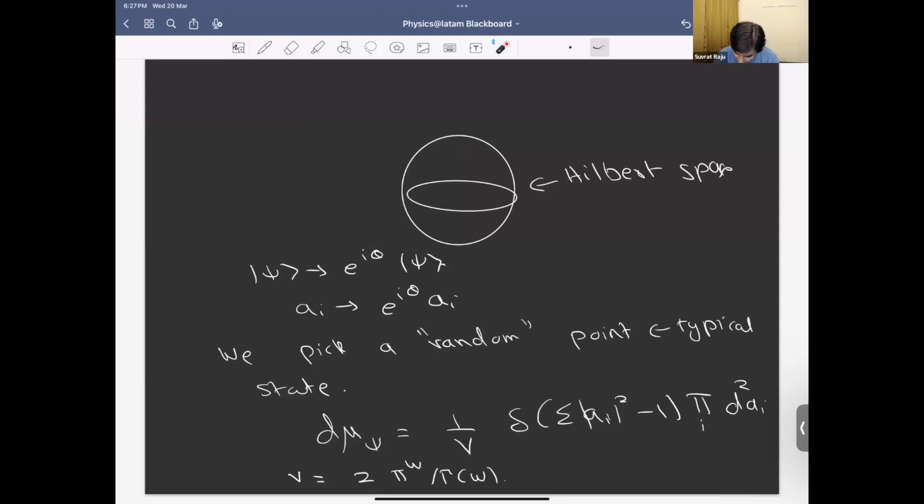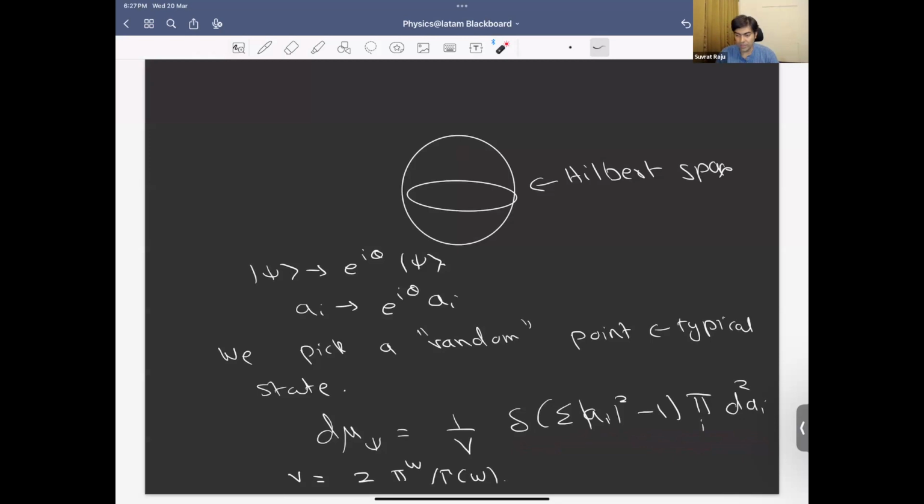It's the most democratic distribution. We want to define a notion of typical, right? This is the distribution that says we pick a state, well, it's the natural volume measure that you would write down on the sphere. It's the natural measure you'd write down on the Hilbert space. So it's a natural measure.